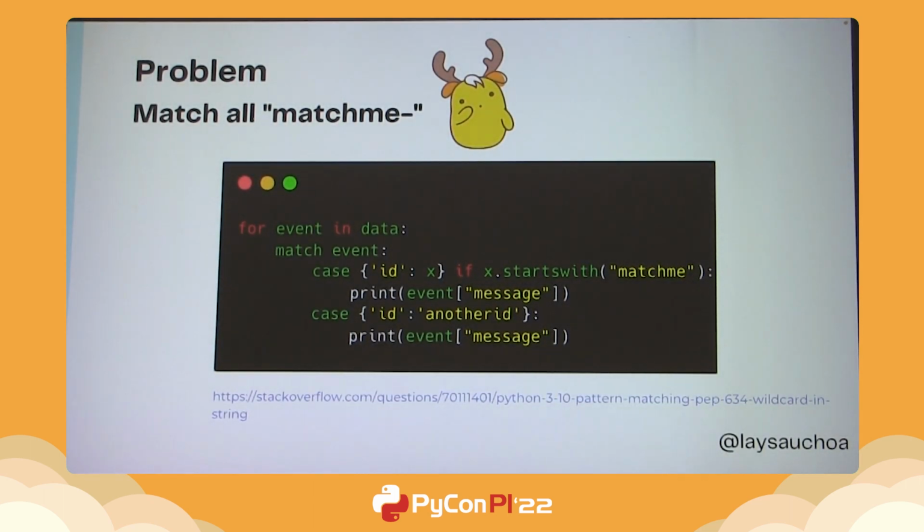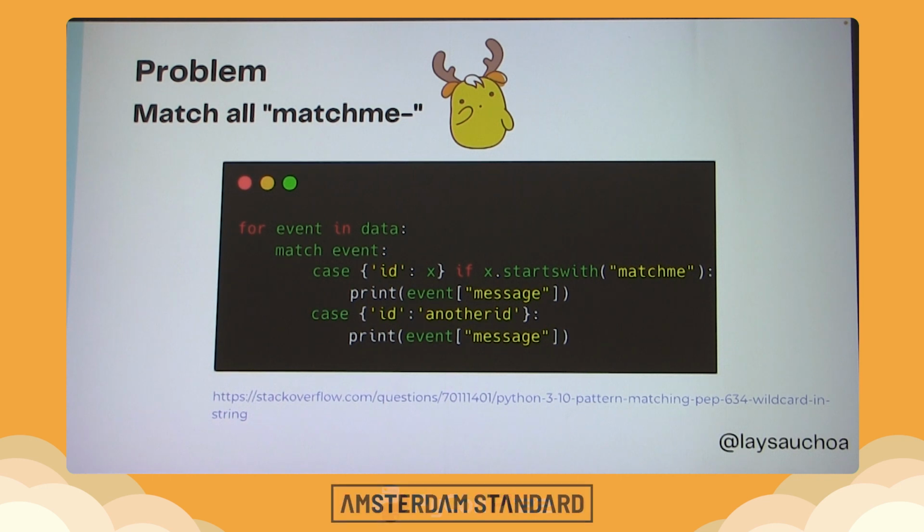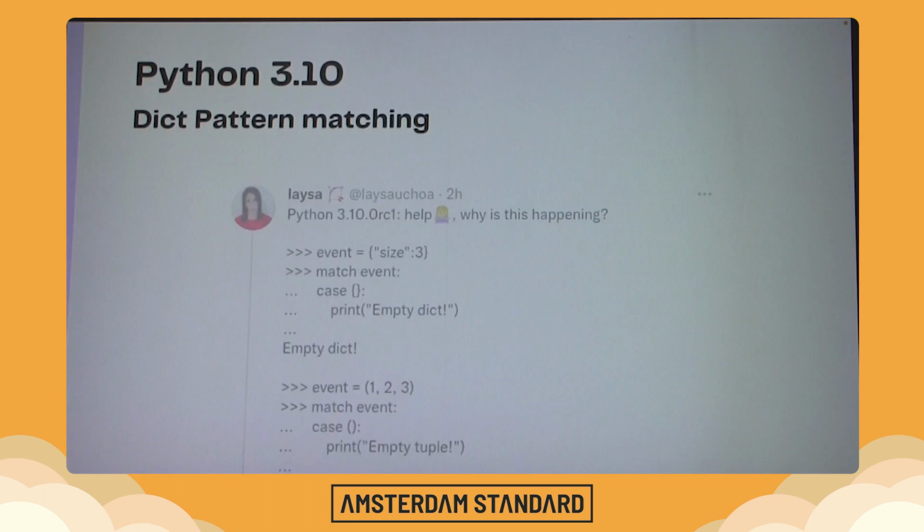So how can you do this? You would combine, for example, the guard that we saw, and you could make a conditional out of this. So I say, in the case ID X, when X starts with match me, and then you could do something else. So you see that it is really powerful, the way you can reuse other stuff from Python.